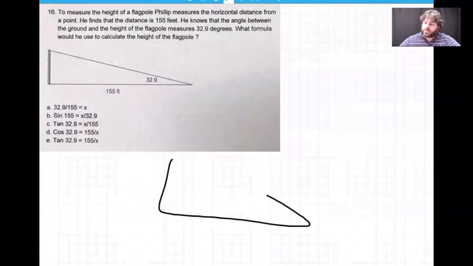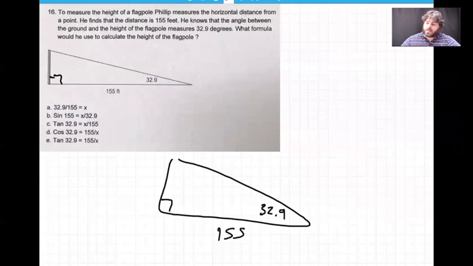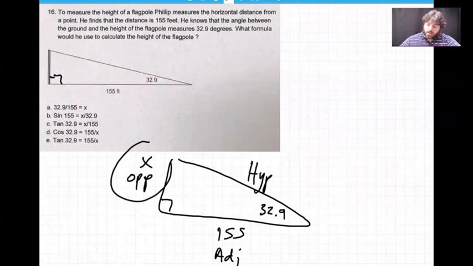All right, so they already give you the picture here. It's a right angle. It's kind of implied because the flagpole's perpendicular to the ground. 155 feet, we know the angle is 32.9. Basically, I'm going to label my sides as opposite, adjacent, and hypotenuse. Okay, and what am I dealing with? I want to know the height of the flagpole. So I want to know this opposite. So I'm dealing with opposite, adjacent, and an angle.